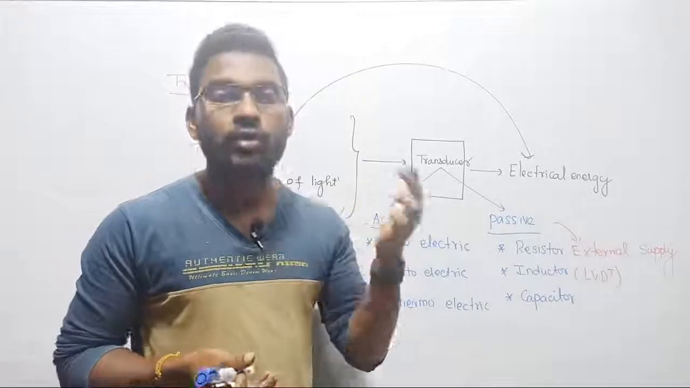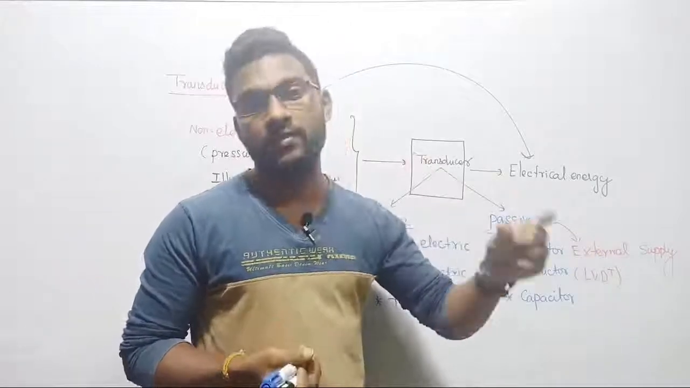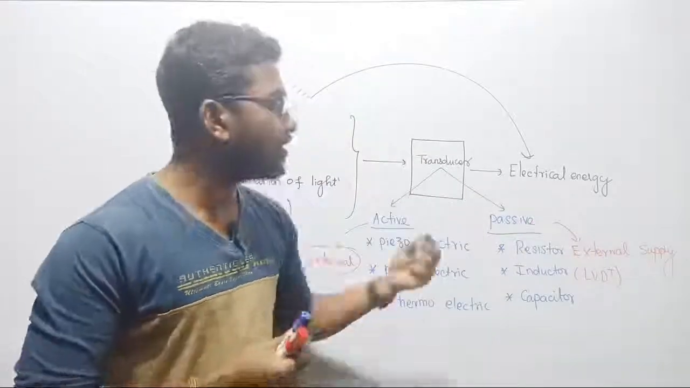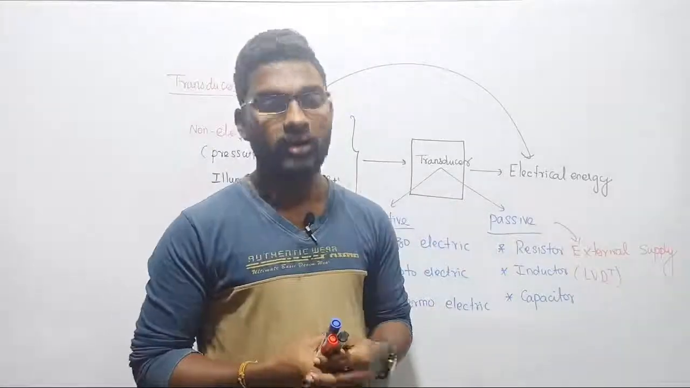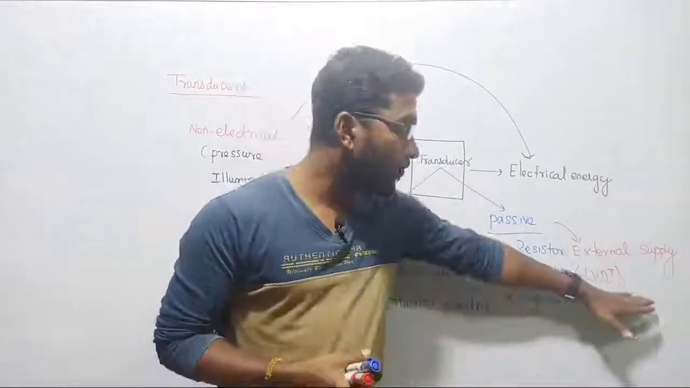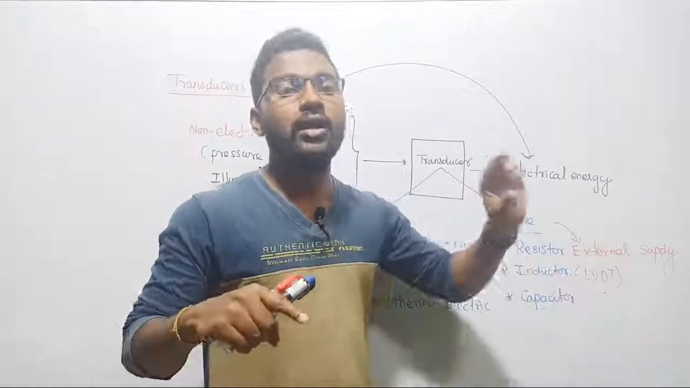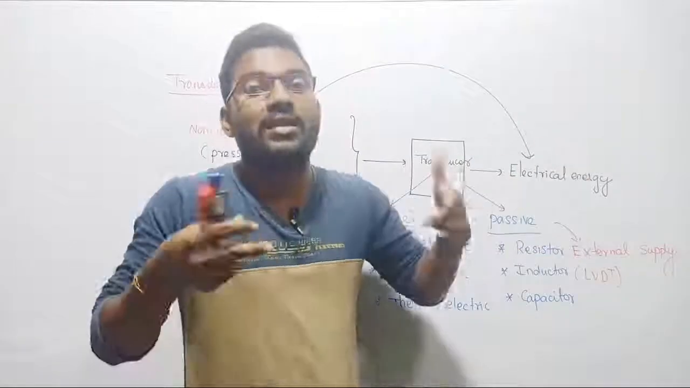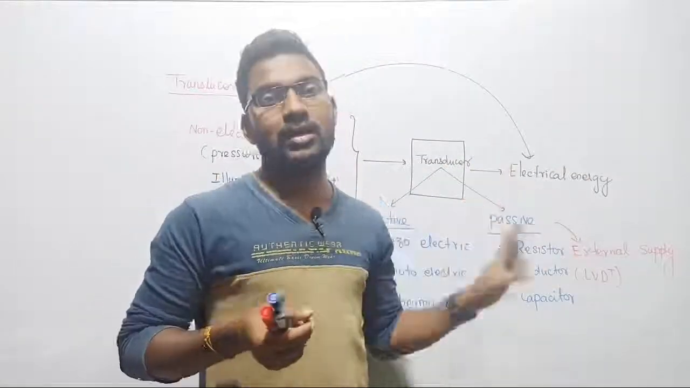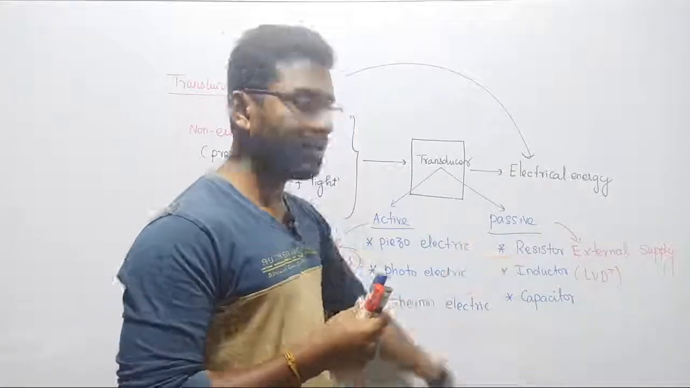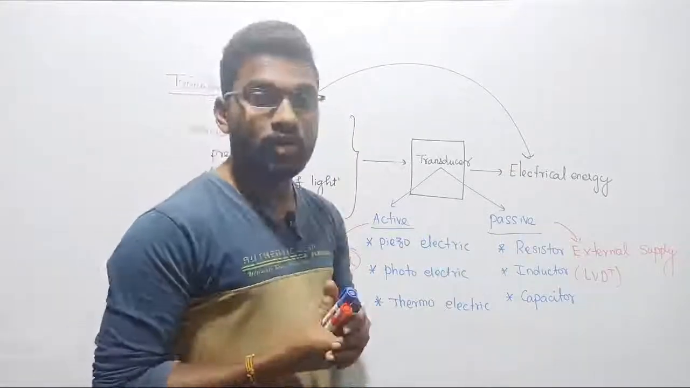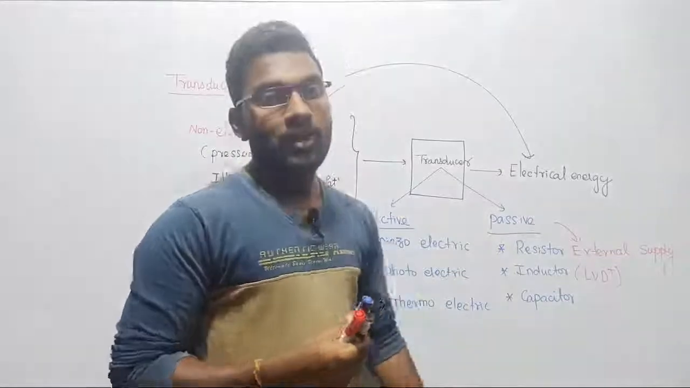if you need variation in inductance, or variation in capacitance, or variation in resistance, then you give priority to passive elements. With the help of external supply we are going to vary the value of the resistor, inductor, and capacitor. I hope things are good. You are understanding what I am trying to conclude. Clear? That is the difference between active transducer and passive transducer.